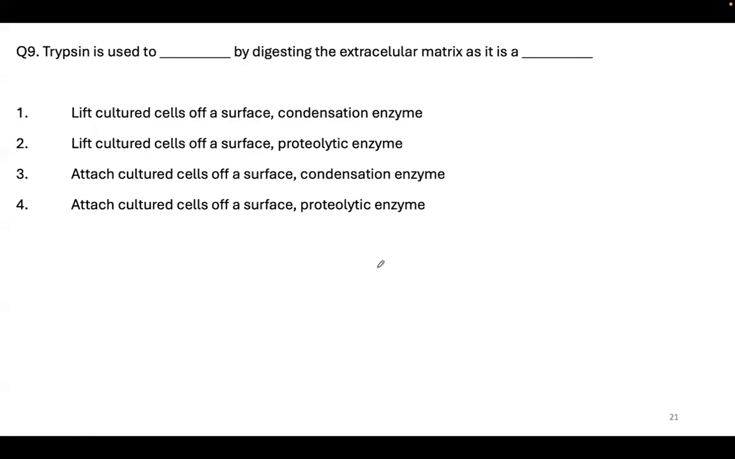And then trypsin is used to do something, and it does that by digesting the extracellular matrix. So, does trypsin lift the cells off? Is it used to attach? It's a weird sentence framing here, but yeah. So, trypsin is used to lift cells off the surface because it is a proteolytic enzyme. All right, great. Option two.